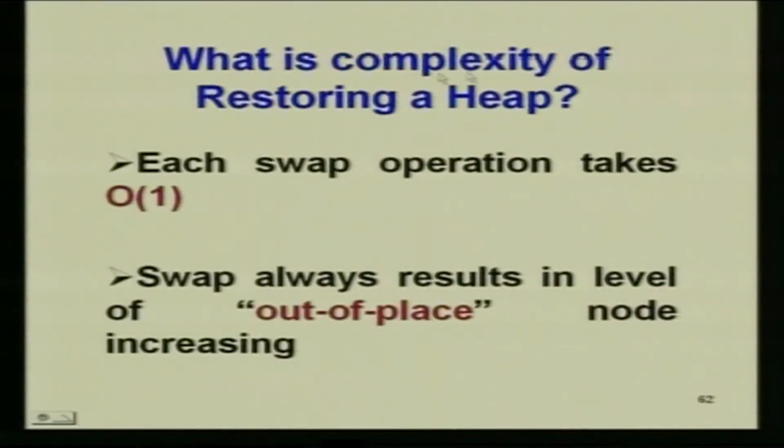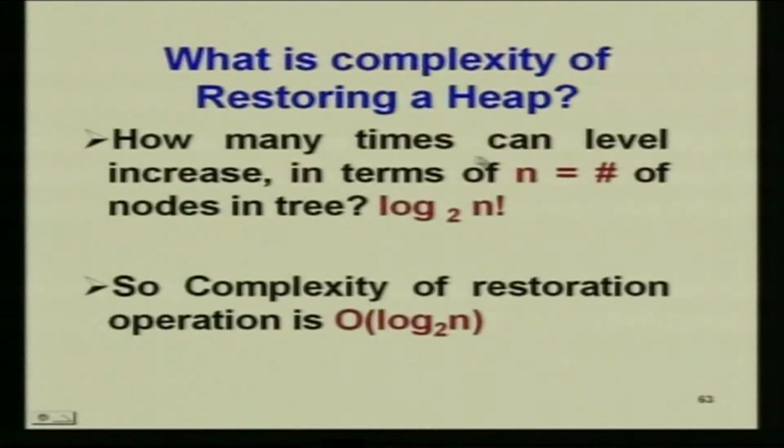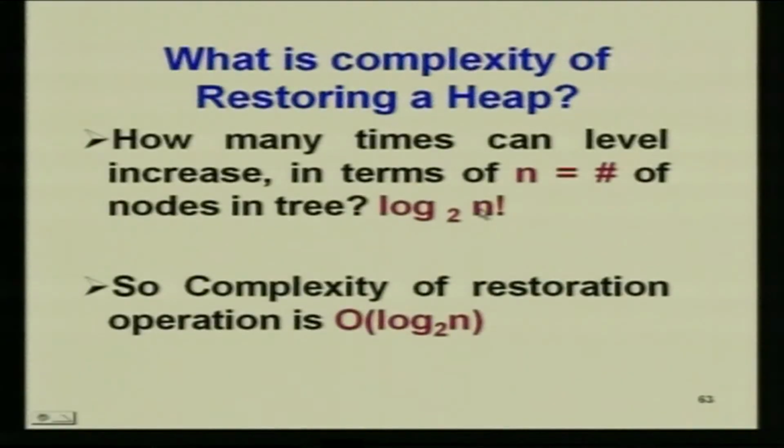Now let us look at the complexity of restoring a heap, which is this part. Each swap operation takes order of 1, as I have already told you. A swap always results in the level of the out-of-place node increasing, because you are interchanging with almost the lowest element. So naturally you will have to do quite a lot of swapping. How many times can the level increase in terms of n, the number of nodes in the tree? log 2n. That is why we say the complexity of the restoration operation is a maximum of order of log 2n. This log 2n is because of the complete tree property. If you have n nodes, it can have only log 2n levels.